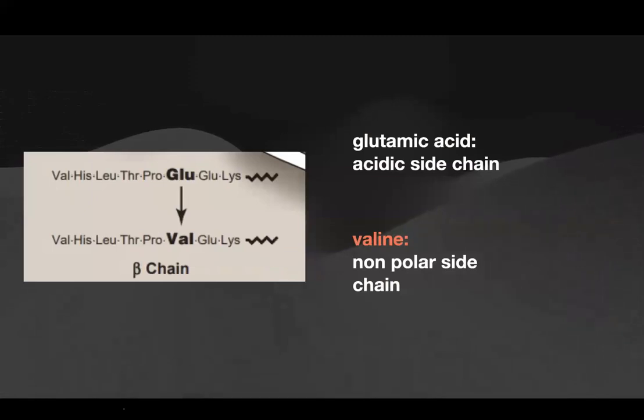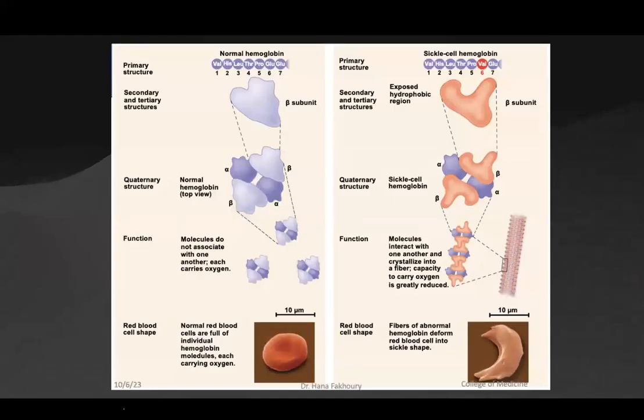The conversion of glutamic acid to valine has a big consequence because glutamic acid has an acidic side chain, but valine has a non-polar side chain. So what happens when you substitute glutamic acid to valine is that you completely alter your secondary and your tertiary structures. You begin to create these hydrophobic regions that begin to stick together and agglutinate. And what happens to the red blood cell when the patient has low levels of oxygen within their body, the entire cells begin to become deformed, and they form these very characteristic sickle shapes.